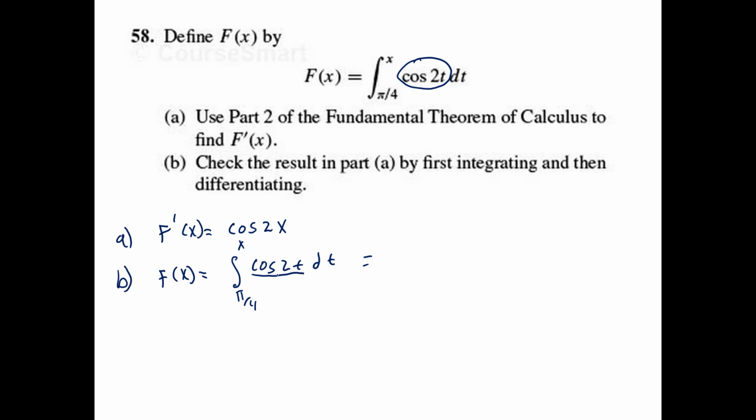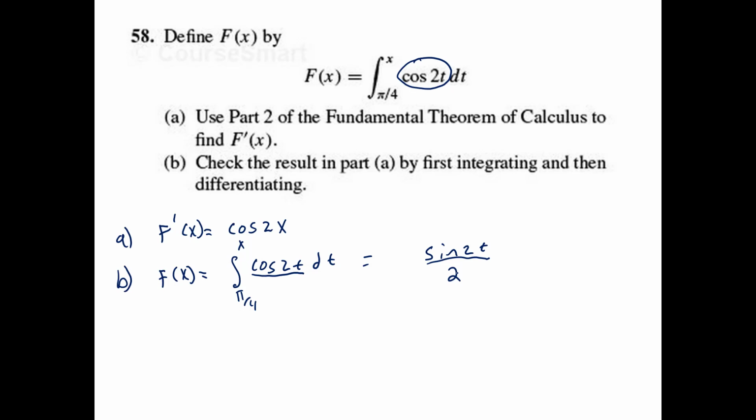I'm just asking myself, what do I take the derivative of to get the cosine of 2t? Well, to end up with the cosine, I needed to have started with the sine. But the only way I'm going to get this 2t inside is if I started out with the sine of 2t. But if I take the derivative of this, I will get an extra factor of 2. So to fix that, I just divide by 2.